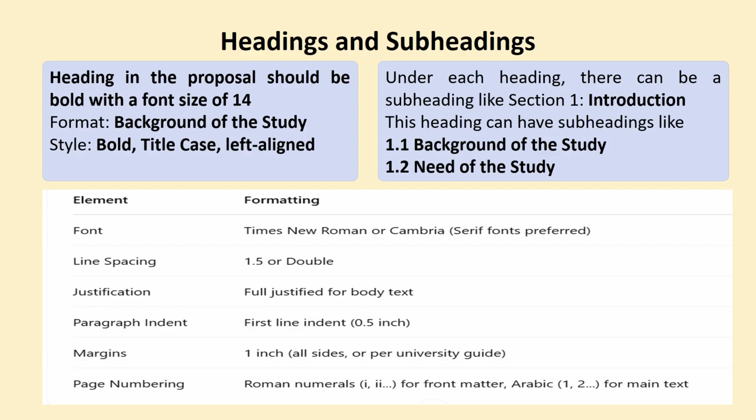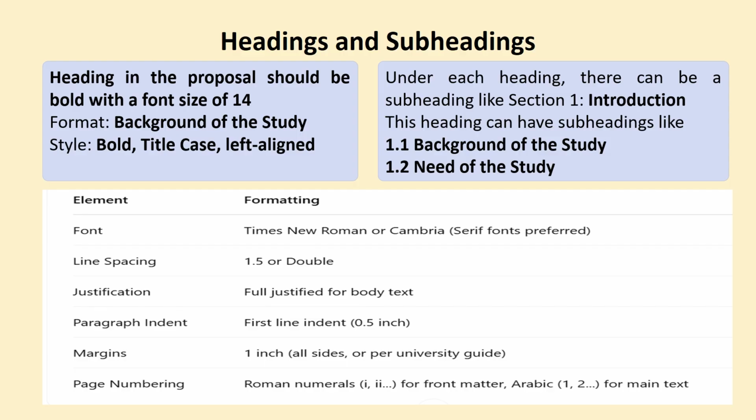Here you can see on the screen that there are some elements and how to format them. You can see here font. You can make a note of this also. Font: Times New Roman or Cambria. Sometimes it varies, Arial also. So whatever is being asked, or if not asked, you can go with Times New Roman. Line spacing: 1.5 or double. It matters what the requirement of the institution is.